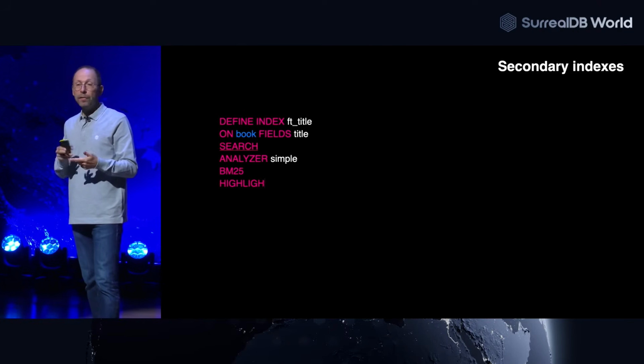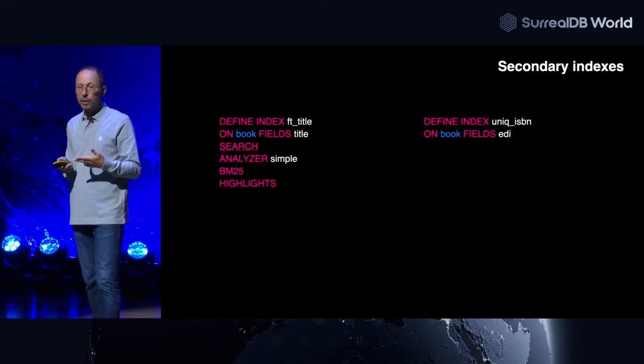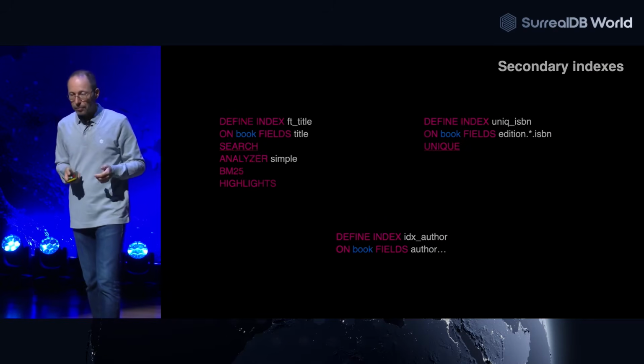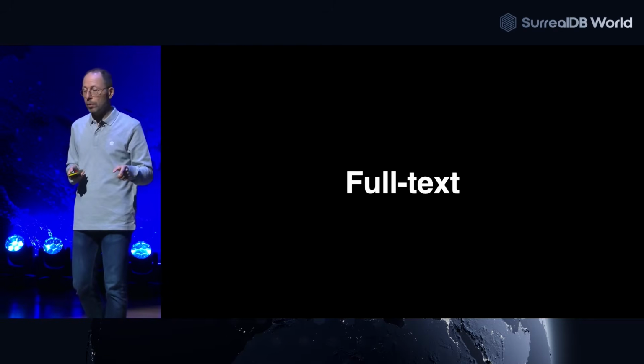Okay, so we have three secondary indexes. We have full text, we have normal indexes, and we have unique indexes. And it's available in version 1.0 that you can download probably today.